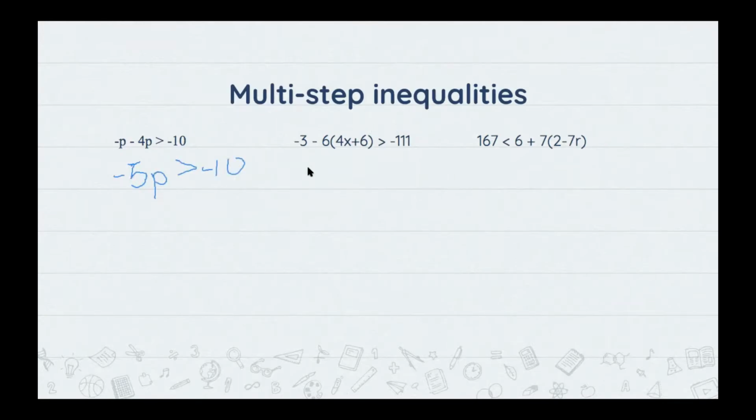Now what do you do? You divide them by what? By negative 10P and by 10, negative 10. So if you divide negative 10 by 5P. Now what's the final answer? P is greater than positive 2.